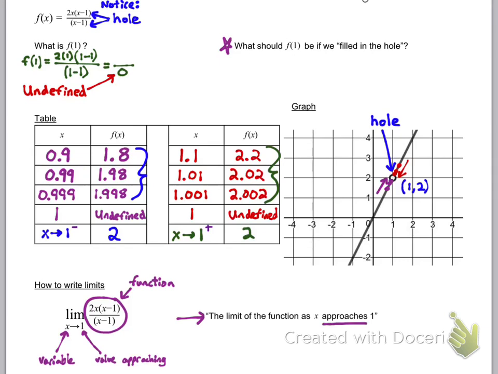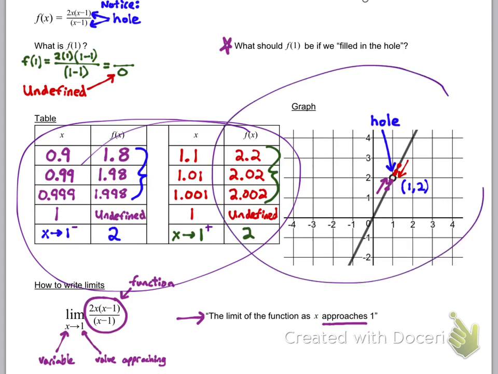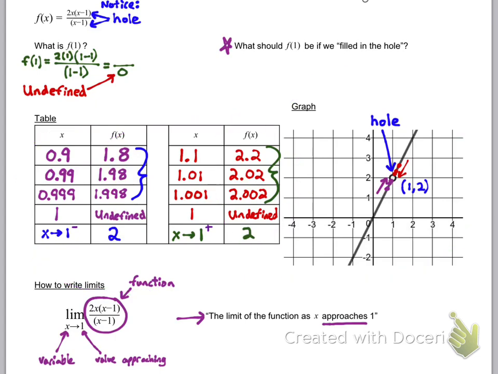The approaches is an important idea because it means that we're not actually evaluating at 1. Notice if you plug in 1, you don't get a value. But we can figure out what it's getting closer and closer to. One way to do that is to make a table on the calculator or a table by hand, and you see that they are getting closer and closer. Another way to do that is to look at graphs, and we're going to look at that in just a moment.